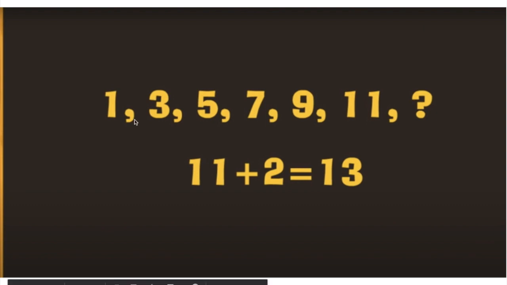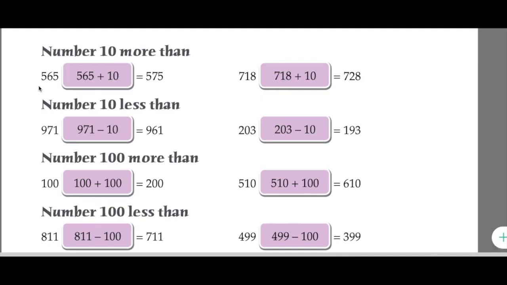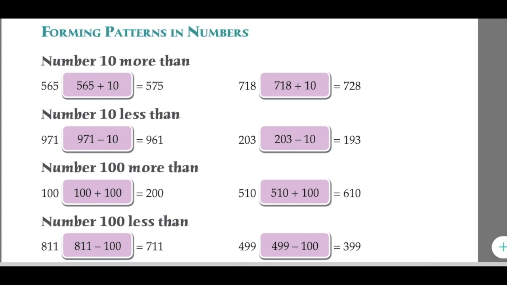So the pattern in these numbers is the addition of 2 to each number. That is, we have added 1 plus 2 is 3, 3 plus 2 is 5, 5 plus 2 is 7, 7 plus 2 is 9, 9 plus 2 is 11, and 11 plus 2 is 13. Here we have a few more patterns in numbers.